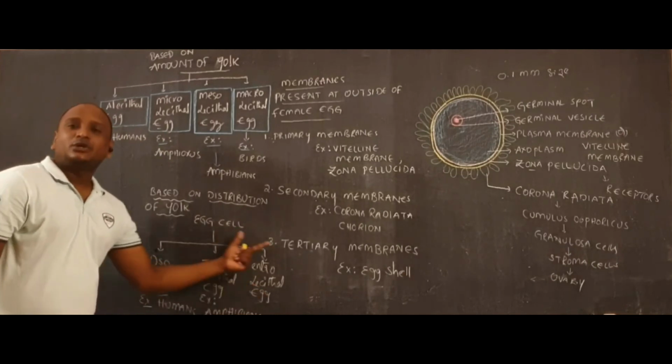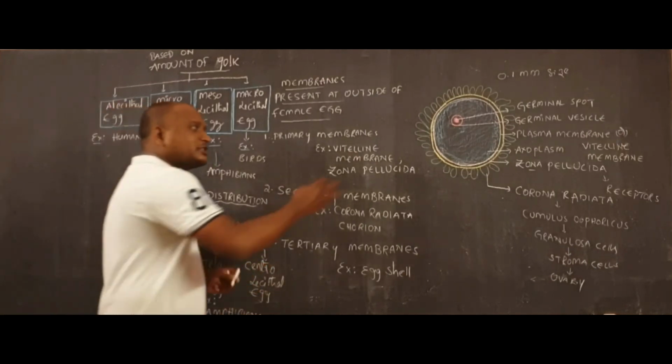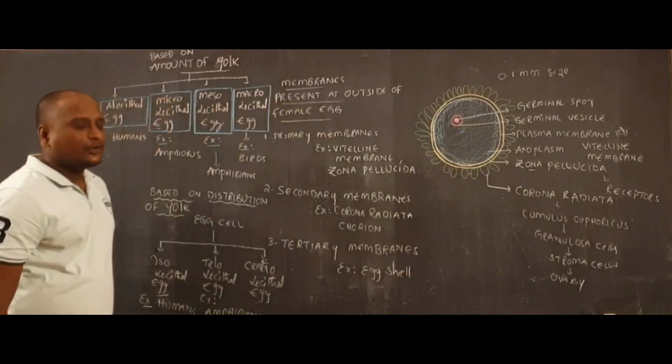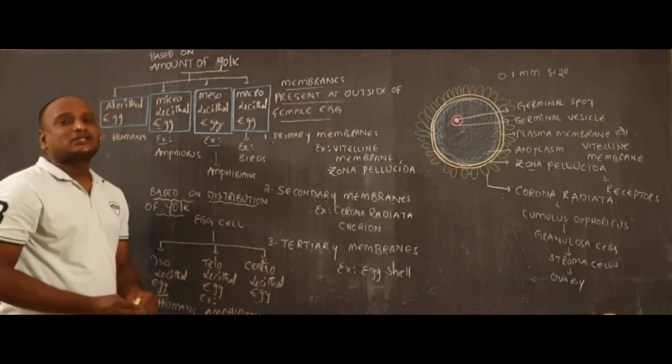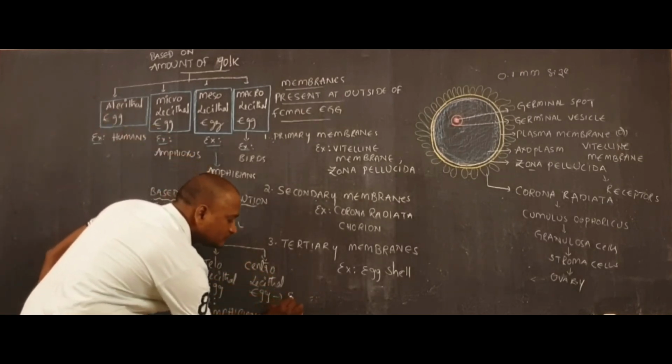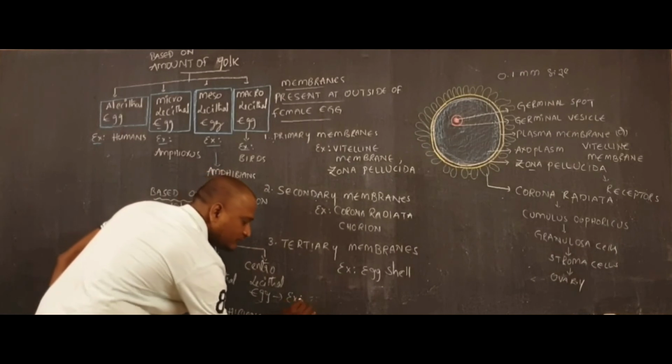Coming to centrolethal eggs. Centrolethal eggs means the total amount of yolk material is present at the central side. At the central side of the egg, yolk material is present. That kind of eggs are also called centrolethal eggs. Example, insects.